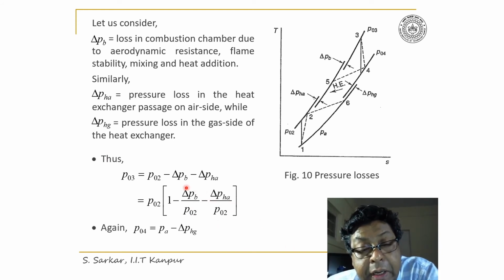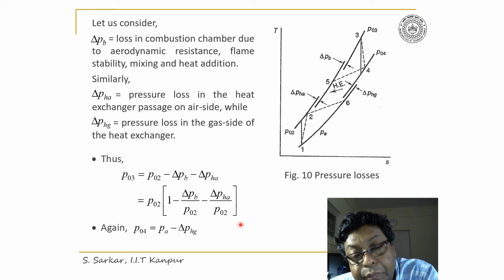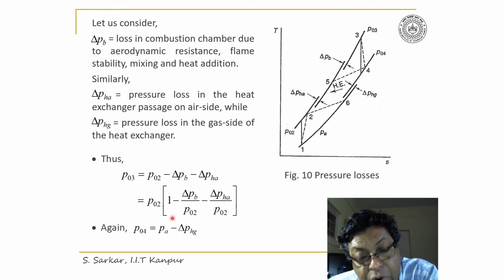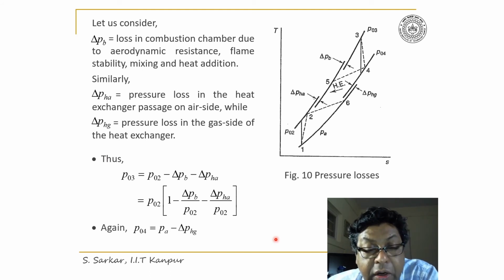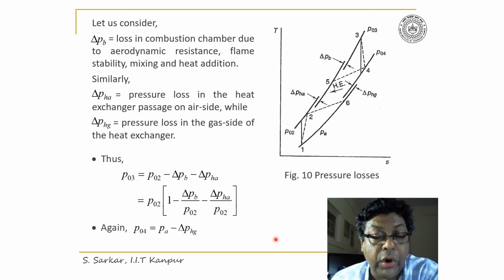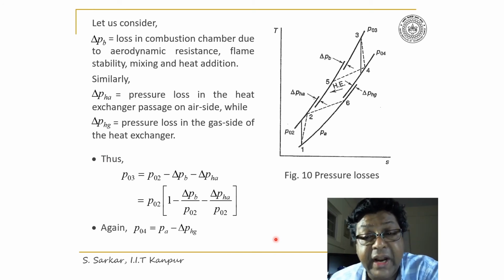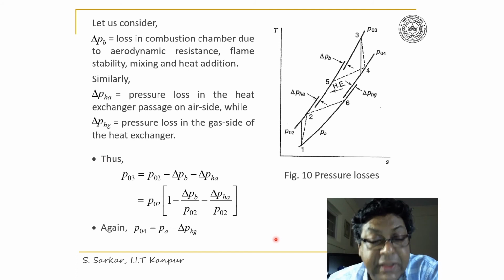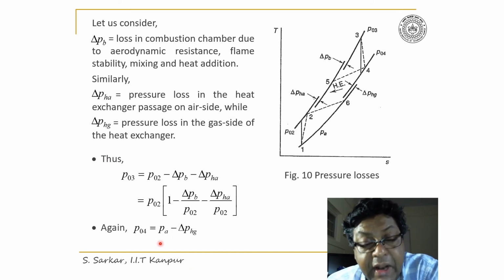Often the combustion pressure loss and the pressure loss in the heat exchanger air side are expressed as a percentage of P02. So in reality here, one can appreciate that the pressure at the entry of the turbine would be less than the exit of the compressor. Again, I am telling that the pressure at the entry of the turbine will be less than the exit of the compressor because of losses in the combustion chamber and heat exchanger. Similarly, P04 is equal to PA minus del PHG.